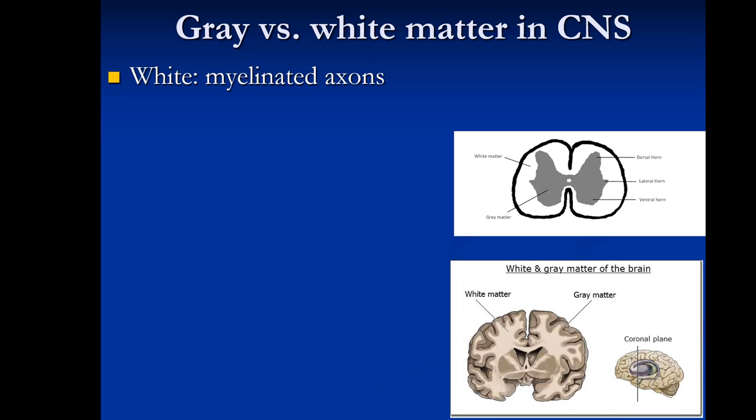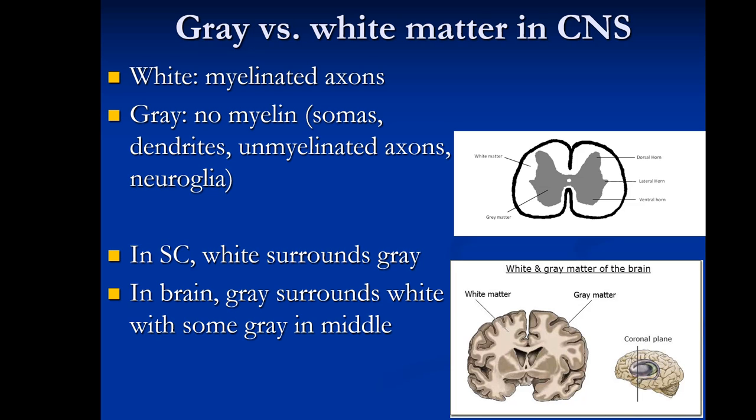And then the last thing I want to finish up with is gray versus white matter in the central nervous system. So white matter is white because it has myelin. We know that the only things that can be myelinated are axons. So the white matter is myelinated axons. The gray matter is everything else. It just appears darker. So gray matter, no myelin. That includes cell bodies or somas, dendrites, and also unmyelinated axons and neuroglial cells.